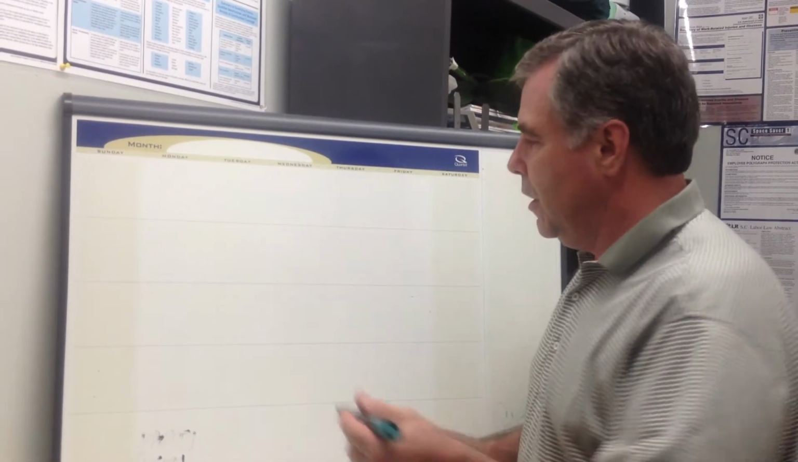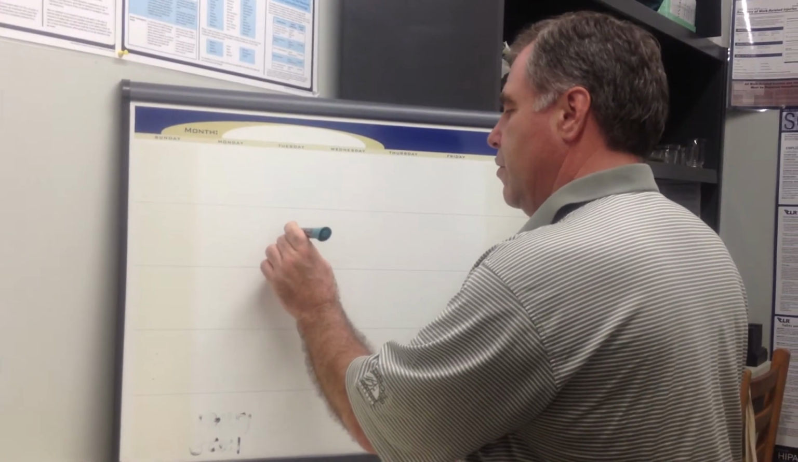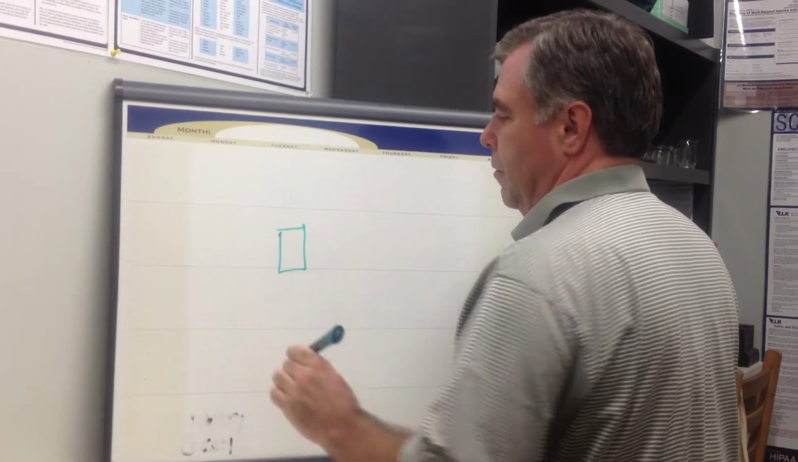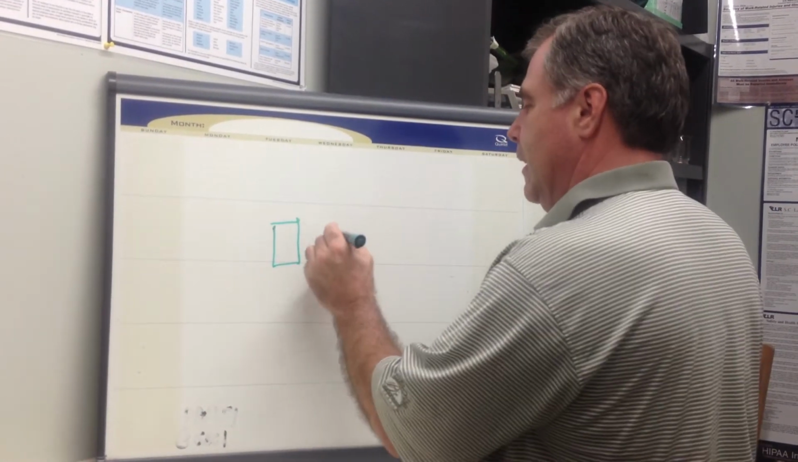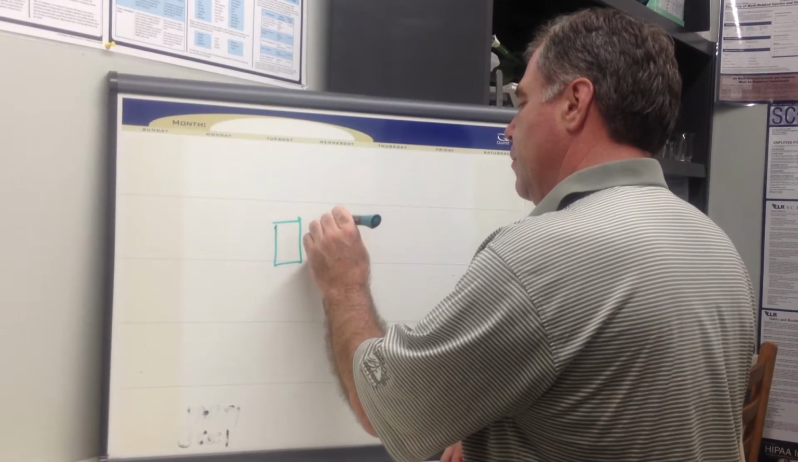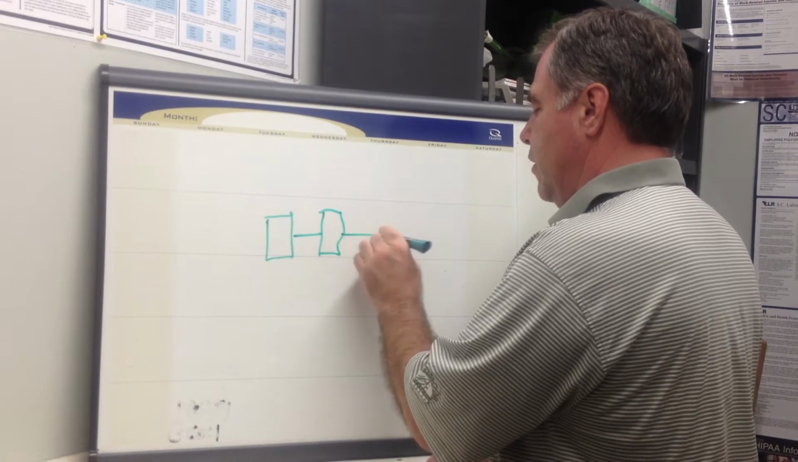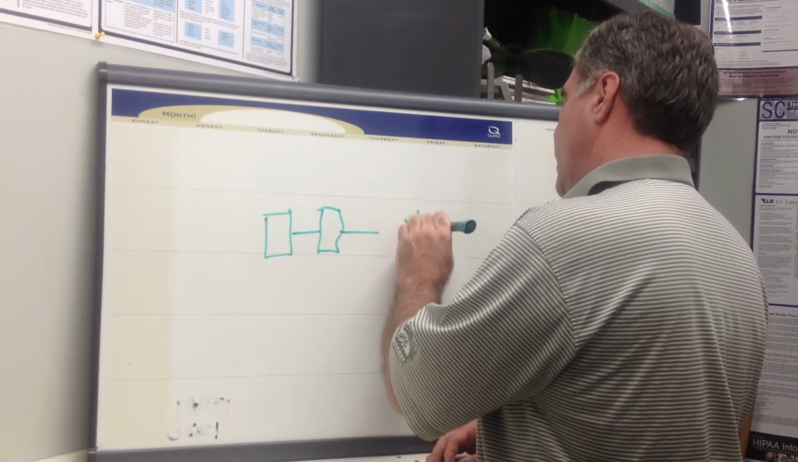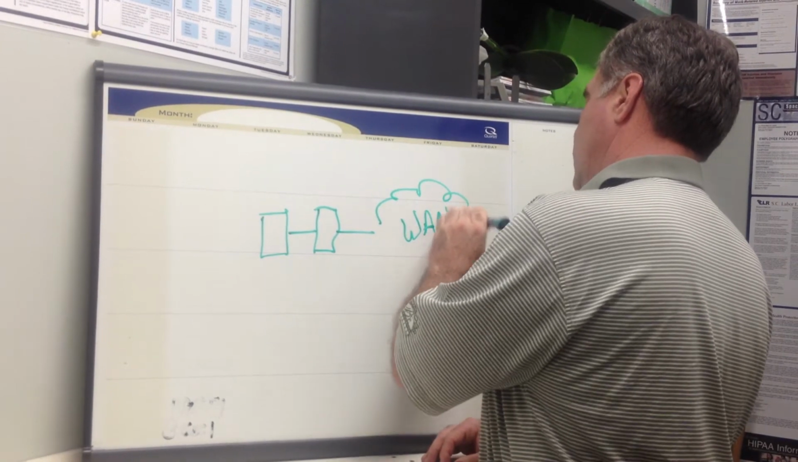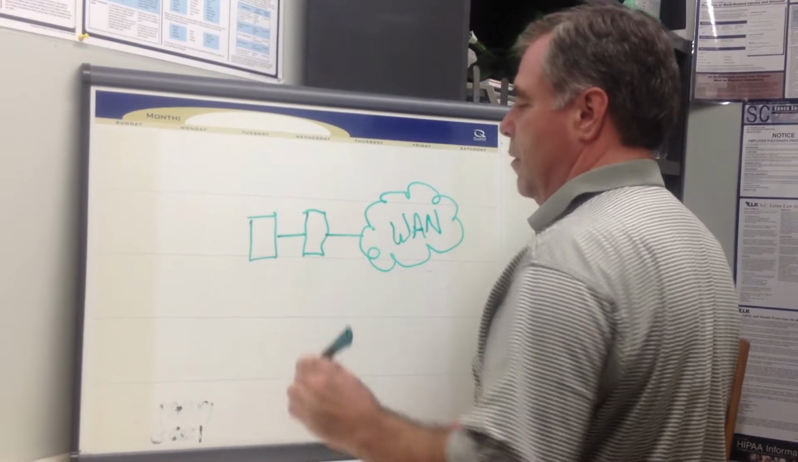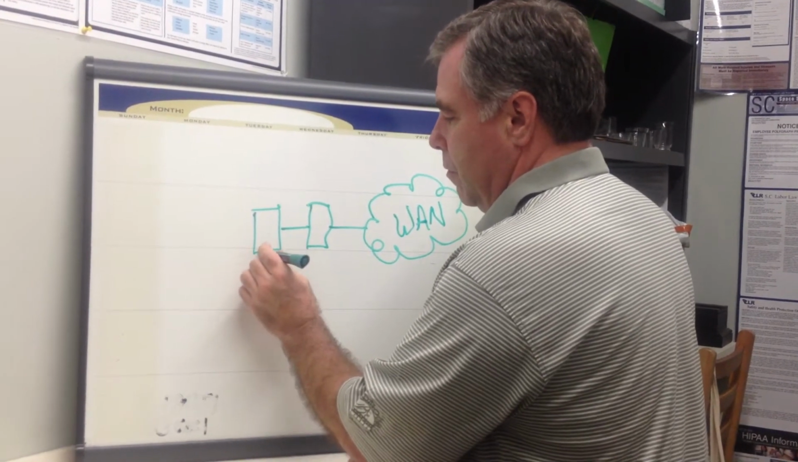So let's start with the data network, and let's start with a switch, which is sort of the beginning of every network, and then a router, and that router is connected to the wide area network and the internet. Off this switch is a computer.